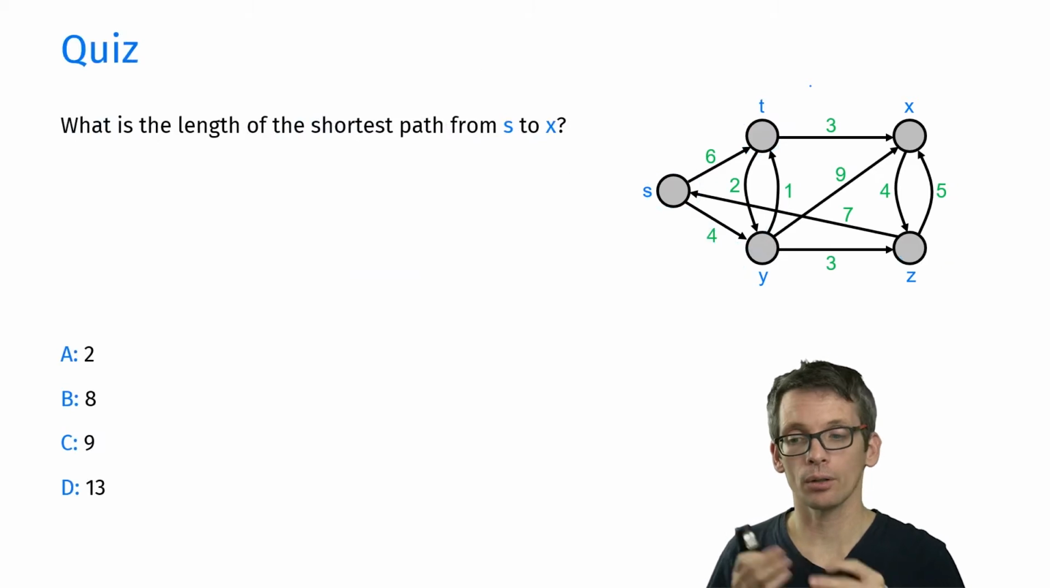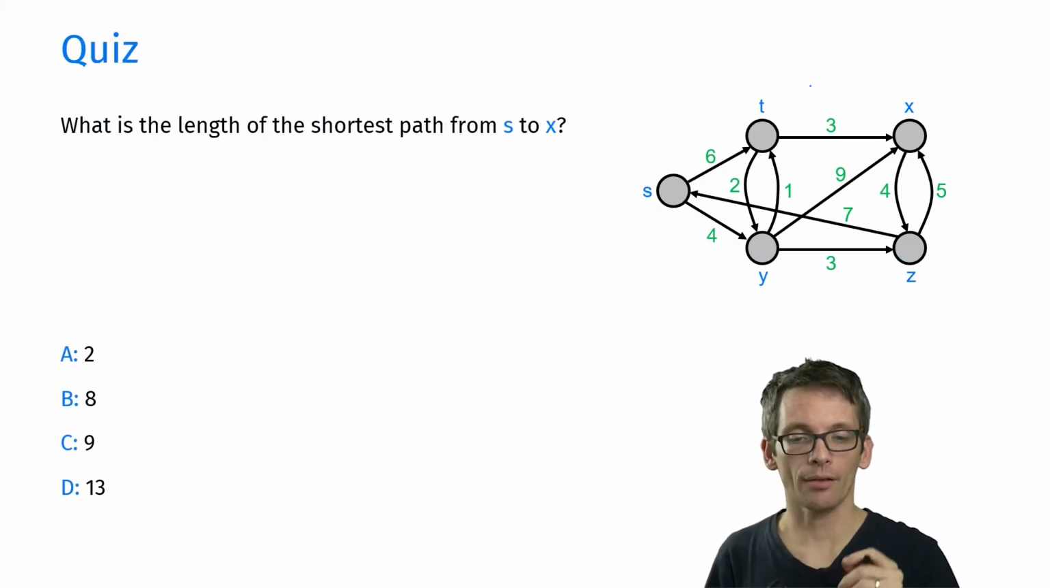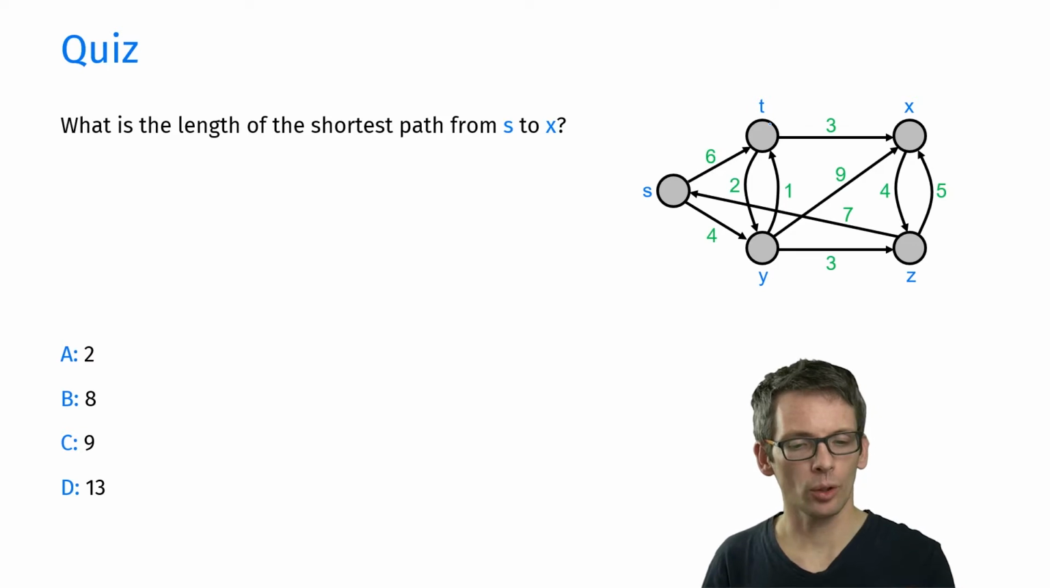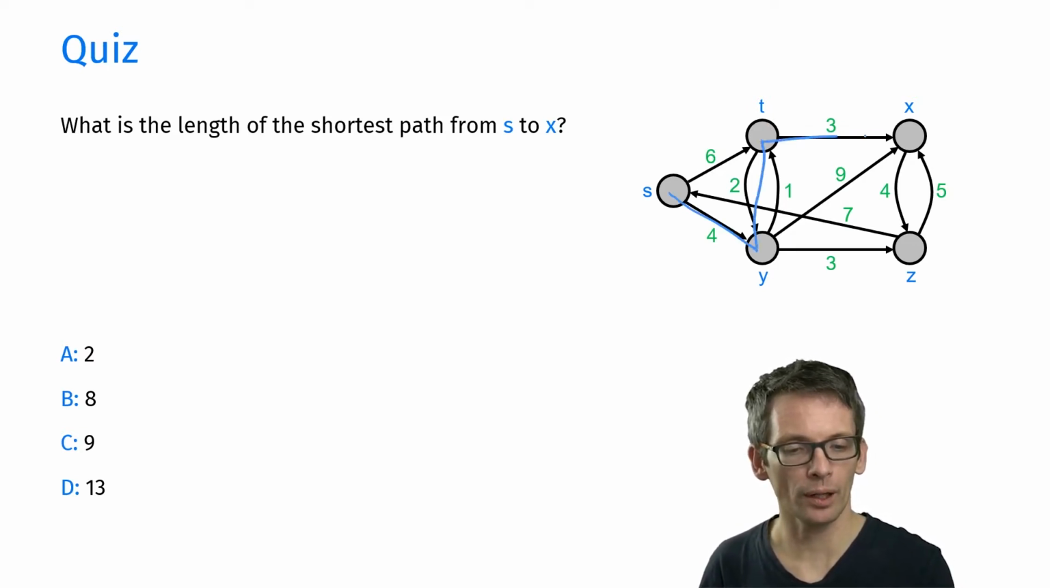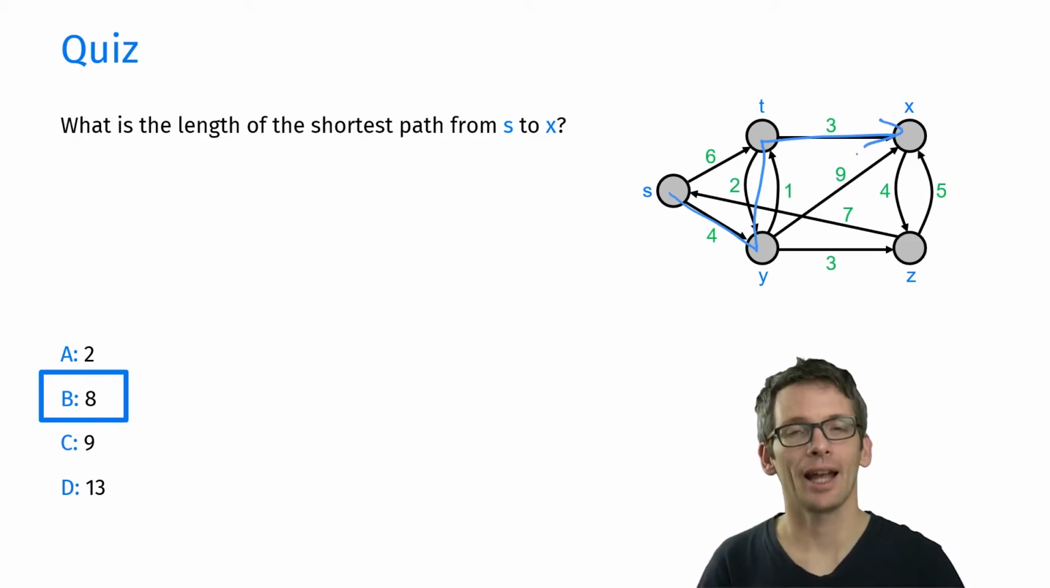Let's see that also as a small quiz. What is the length of the shortest path from S to X? There are several paths from S to X, but the shortest one is this one. It has first a weight of 4, then a weight of 1, then a weight of 3. So 4 plus 1 plus 3, that's 8.